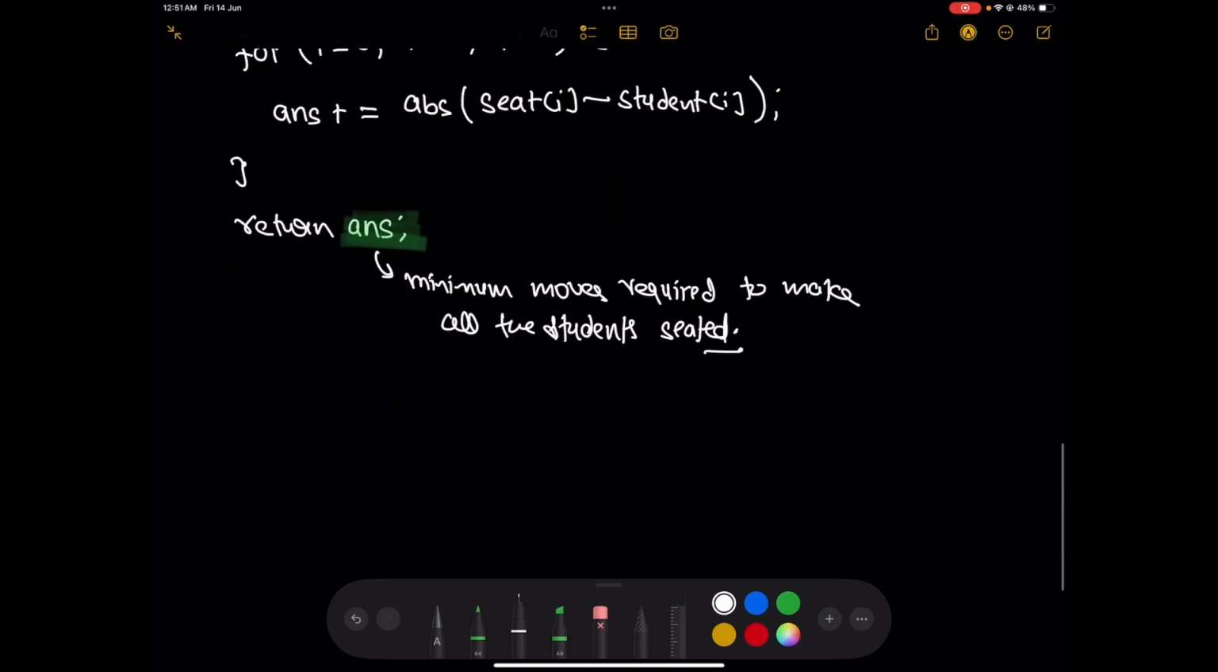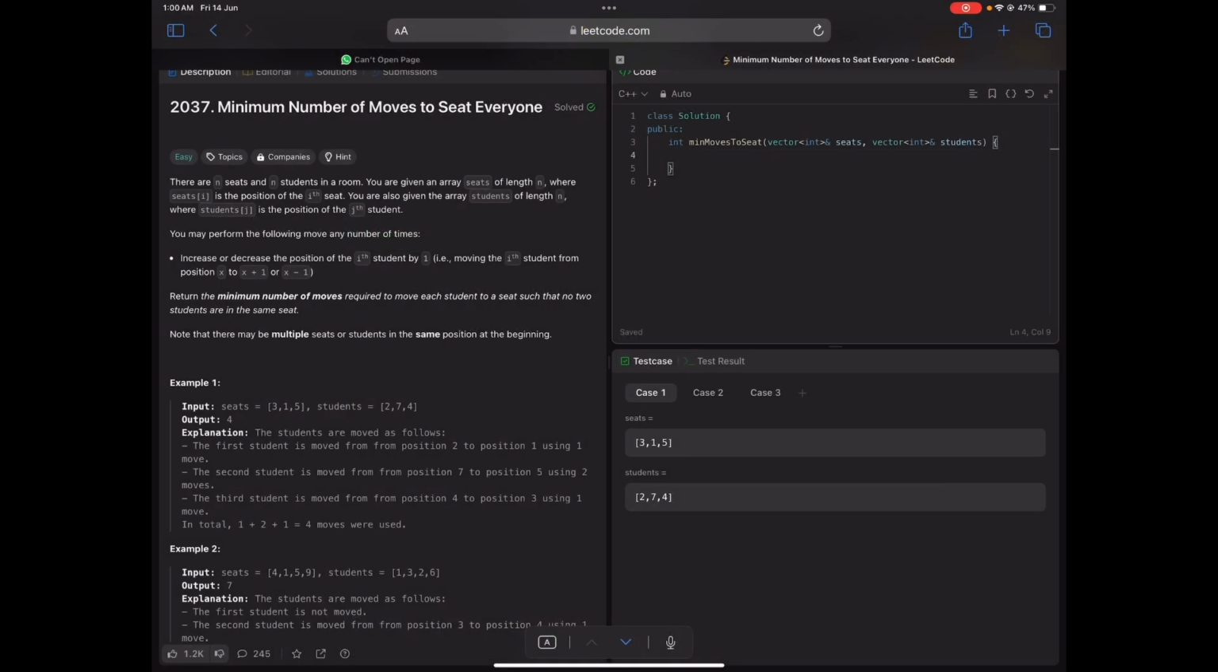So let's see the C++ code. We are going to do exactly what we discussed. Our first step was sorting both the arrays. So let's sort the seats and the students arrays. After sorting them, let's declare the variable in which we are going to store the answer. Let this be answer, and let's initialize it with 0.